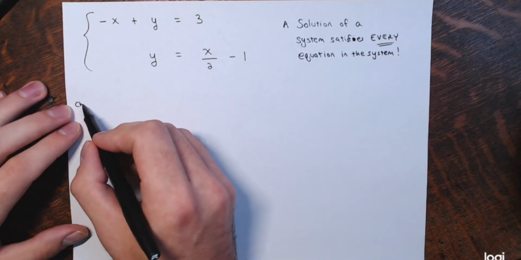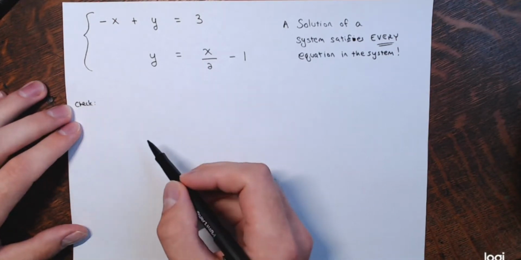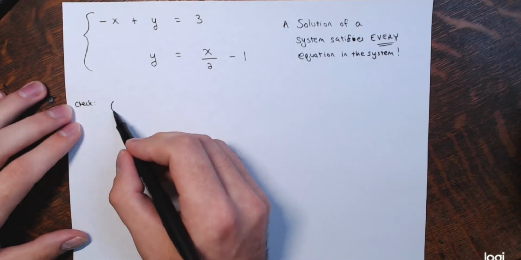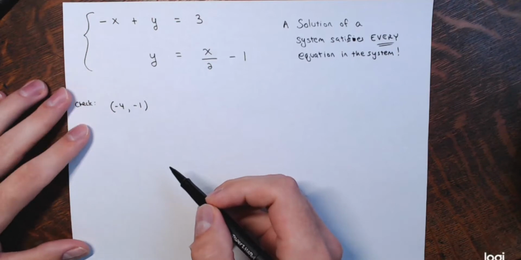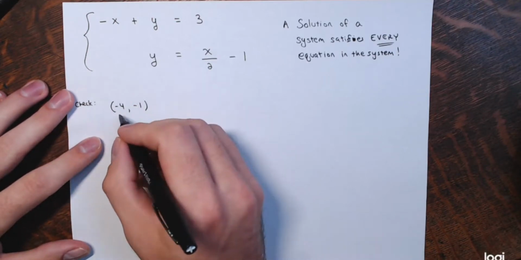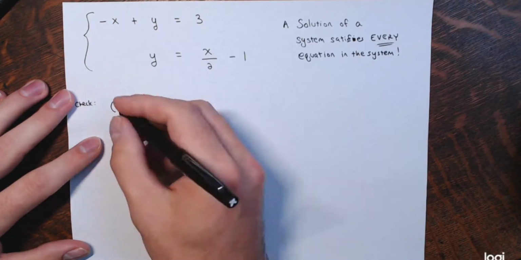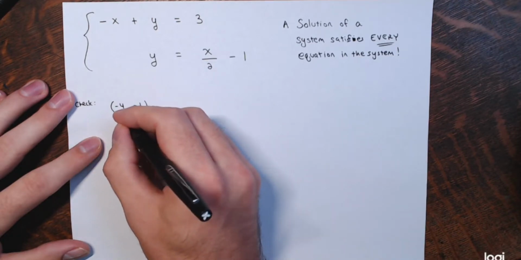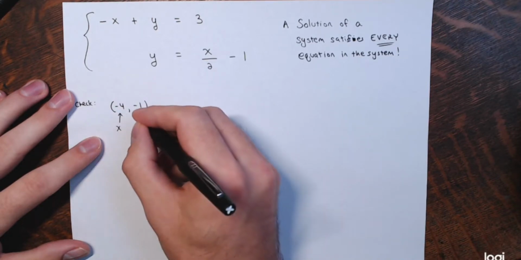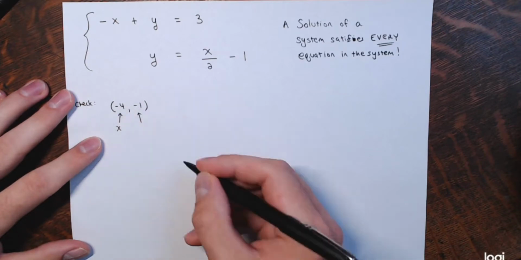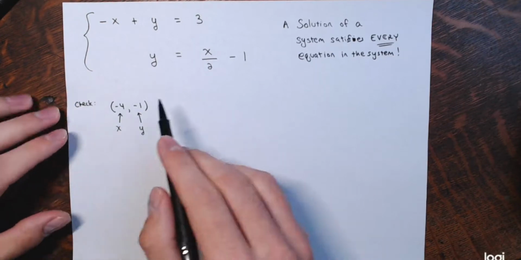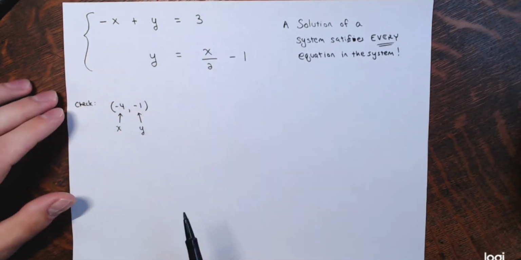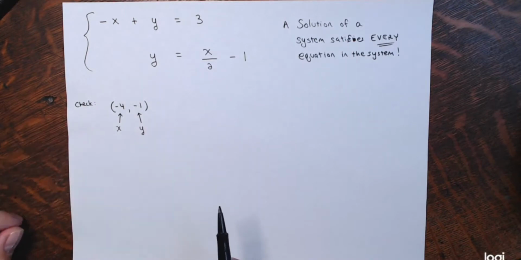So we're checking the following. The first option we were given was the ordered pair (-4, -1). Remember, these ordered pairs are points on the xy coordinate plane. The first coordinate is the value of x, and the second coordinate is the value of y. So I go through each equation and see, does this value of x and this value of y make both equations true?